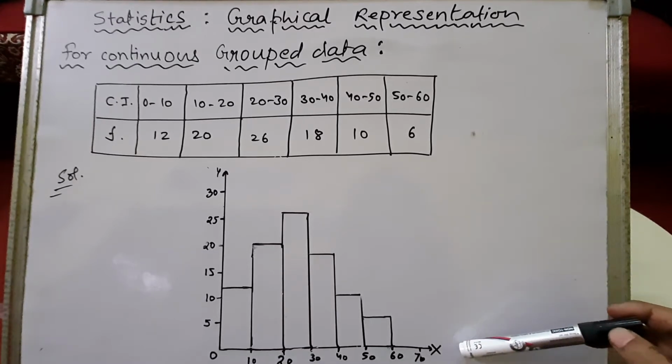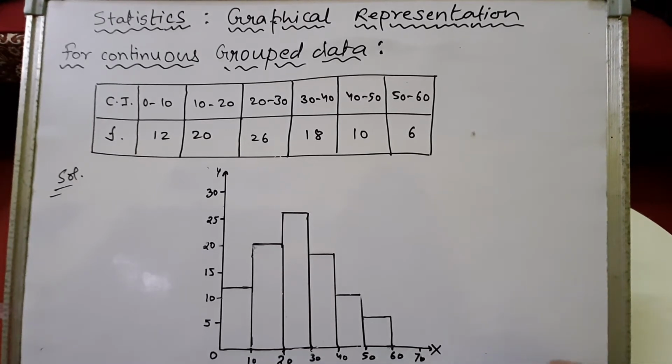So I've taken the class intervals along the x-axis. You can see here 10, 20, 30. This is 1 centimeter or 2 centimeter. Here no scale is given, so I've taken 1 centimeter up to 10 units. You can see on the graph there are only 10 blocks, and I've taken them as 10 units.